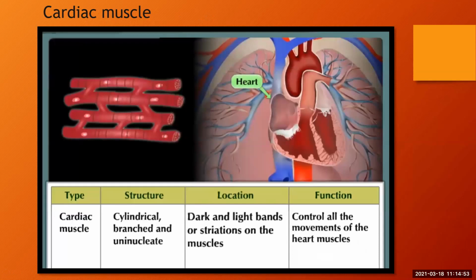Then the next is cardiac muscle. The structure is cylindrical and branched. We can see here they are branched and uninucleate. There is a single nucleus present in the cell.